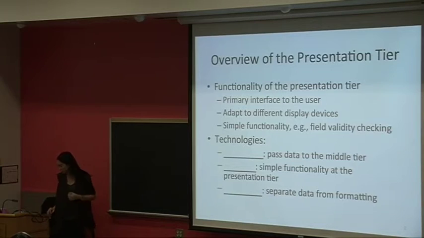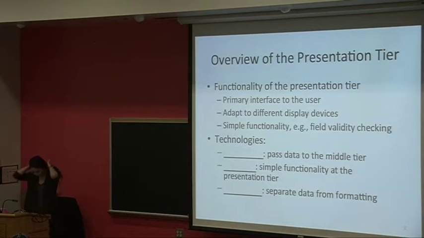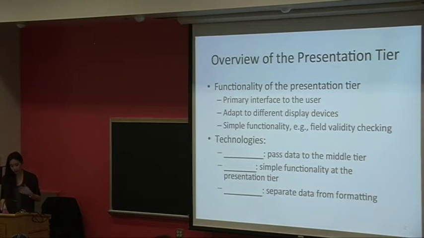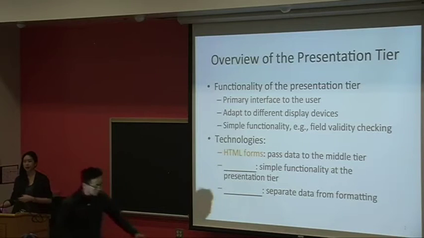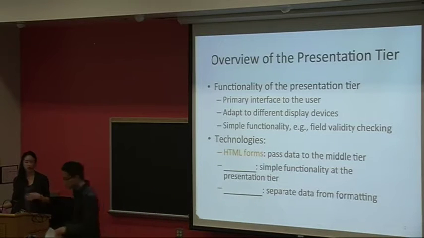A couple of technologies are used for the presentation tier. For example, if you want to pass data to the middle tier from the front end, where you want the user to input something and then pass it to the middle tier, then we use HTML forms. Just simple forms. The user can type in the information, and then that will be passed to the middle tier. For example, a login form, a registration form, or maybe in your project you have an administrator who is able to enter a new product.